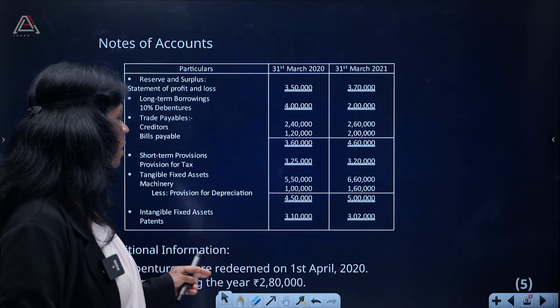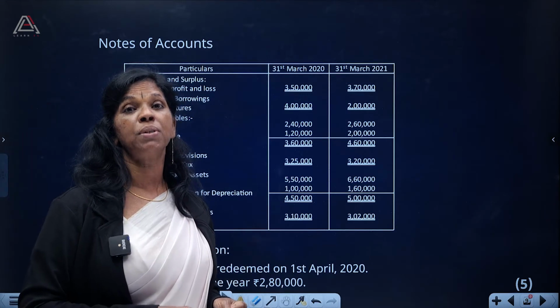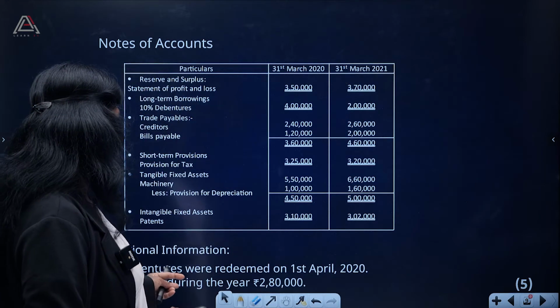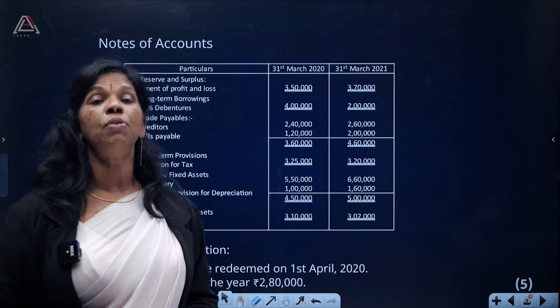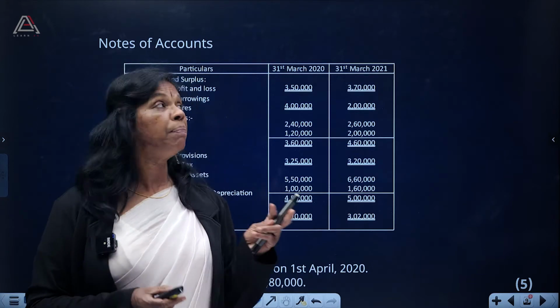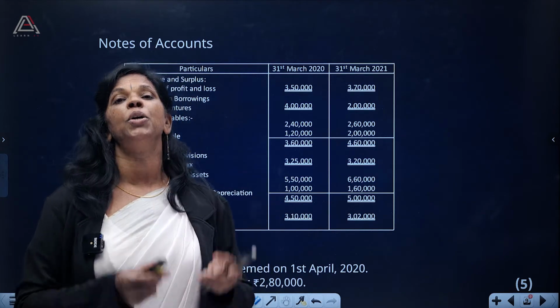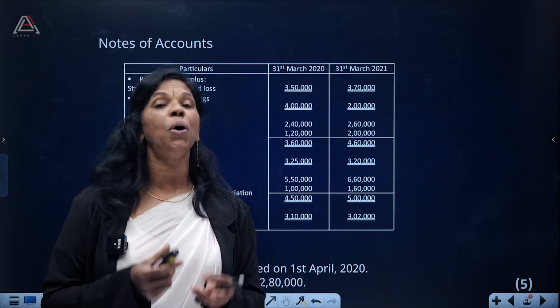Then under additional information, you can see debentures were redeemed on 1st April 2020. Then tax paid during the year was 2 lakh 80,000. These are the information given. From this information, you have to prepare the cash flow statement.